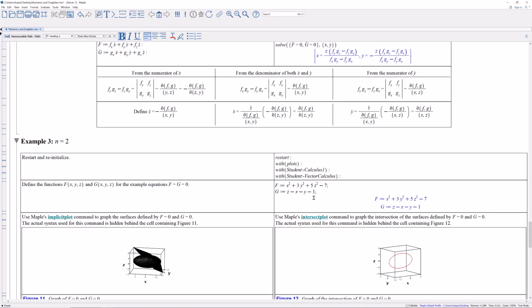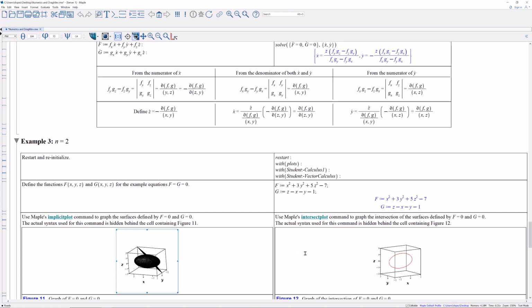Implicit plot applied to these two. This is what the graph looks like. It's not the nicest looking graph, but there you go. There's a plane cutting an ellipsoid, and the intersection is going to be this ellipse in space. And there's an intersect plot command that will graph this ellipse.